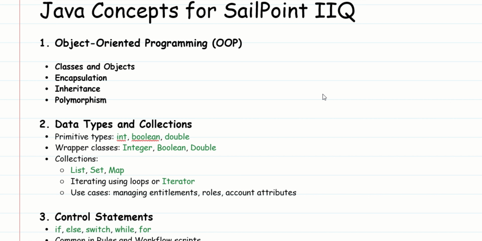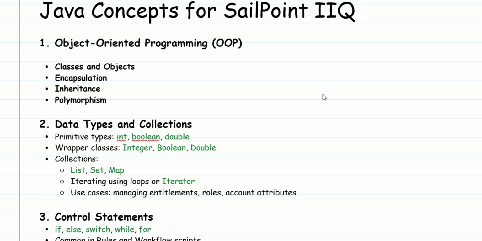Then encapsulation, inheritance, and polymorphism will be used when you are building some plugins or utilizing some SailPoint frameworks, so you need to understand these concepts as well. I will show you how encapsulation or inheritance is used in SailPoint. Again, in SailPoint, everything is represented as a Java object itself. That is identity, application, plan, and all.